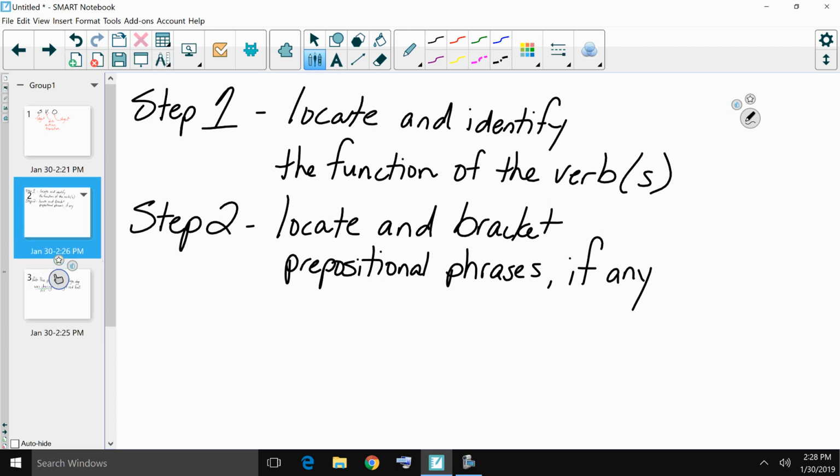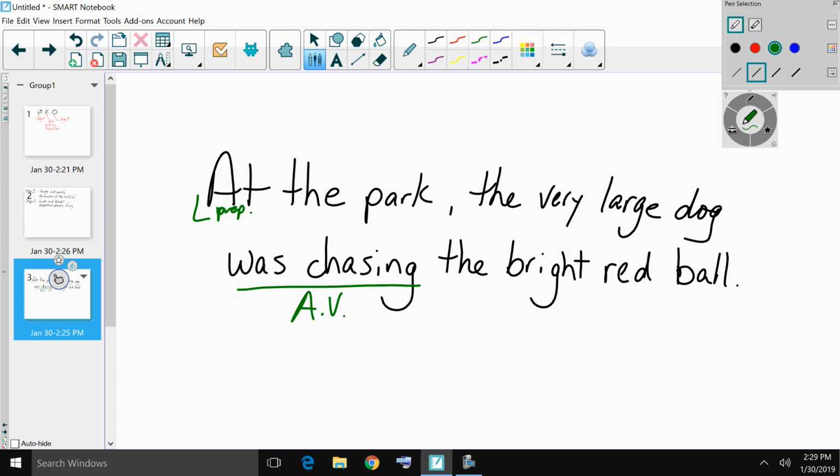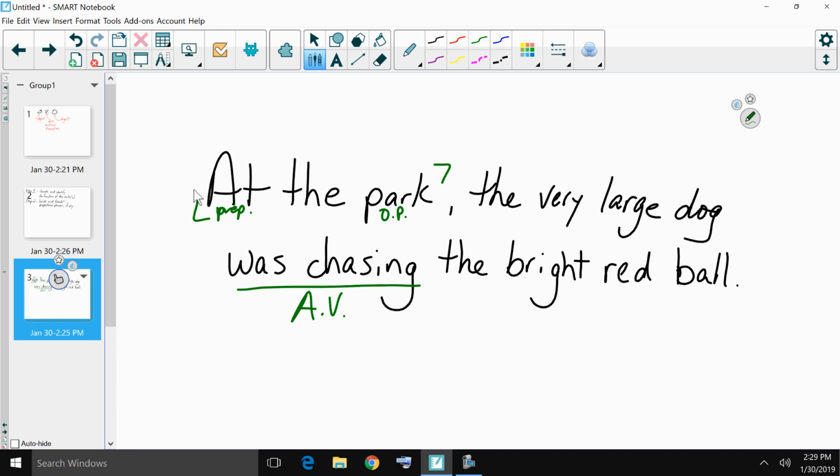Josh? Can I say "at"? Prepositional phrase. "At park." Very good. Remember, with prepositions, they cannot exist on their own. They must be part of a phrase. You start with the preposition, which is "at," and you go until you get to the object. In this case, the object of the preposition is park.